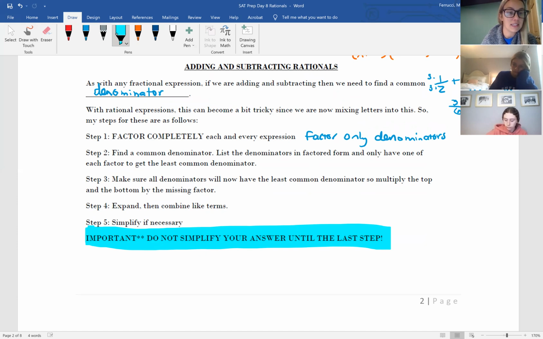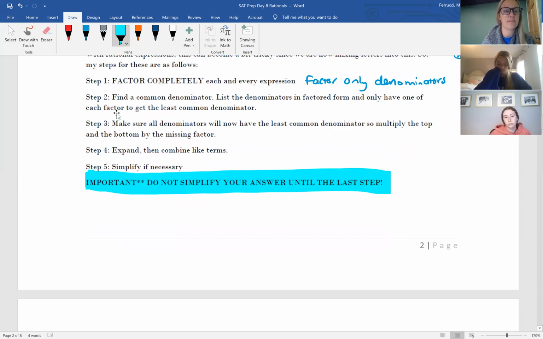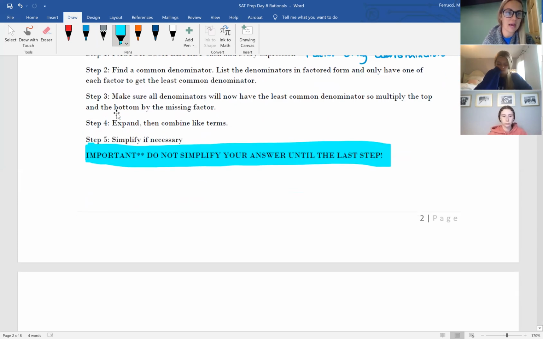I don't know how many times I see students factor the top and bottom. I think that's where things get a little weird, because then all of a sudden they start canceling. Or they might find the least common denominator and multiply the top and bottom, and then they start to cancel right away. So don't get cancel happy on me. Definitely do these steps in this order, and don't simplify, meaning canceling out, until the very end.